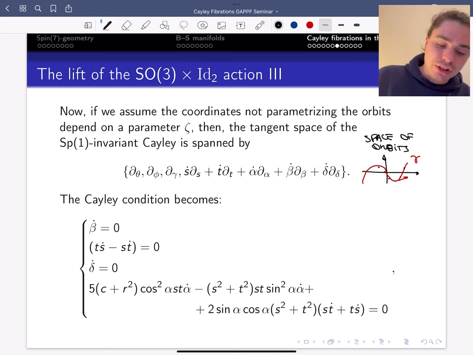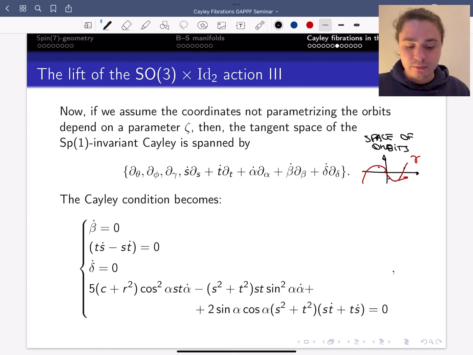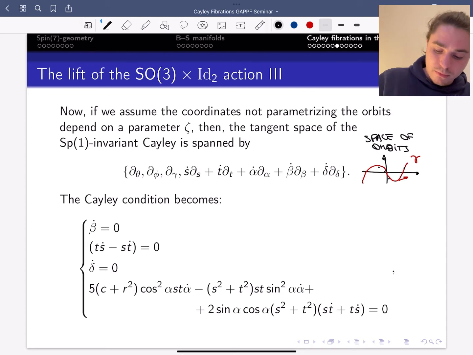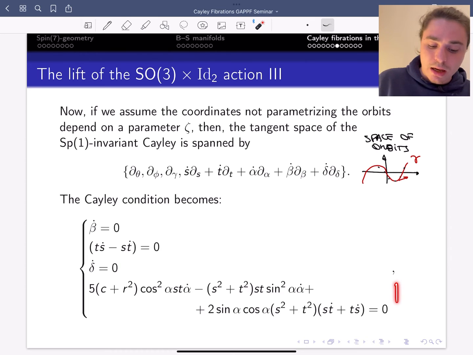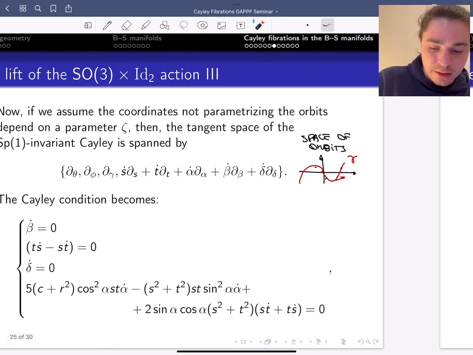Now the Cayley condition for the Sp1 invariant submanifold becomes the system of ODEs. So beta dot equal to 0, t s dot minus s t dot equal to 0, delta dot equal to 0, and this ugly equation equal to 0. So the first three terms are very easy and very understandable.